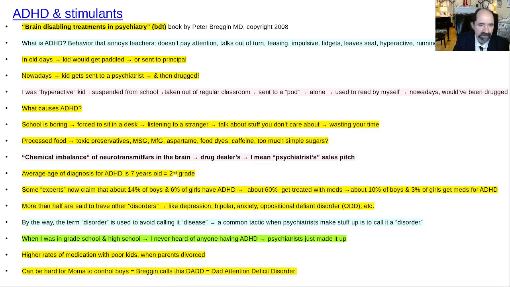Average age of diagnosis for ADHD is about 7 years old, which is around 7th grade. Some experts now claim that as many as 14% of boys and 6% of girls in that ballpark have ADHD. About 60% of them end up on medications. It's in the ballpark of about 10% of boys, 3% of girls are on medications for ADHD. That is many millions and millions of children. So basically, the modern medical system is poisoning, and I use that word based on extensive study of the subject, many millions and millions of children.